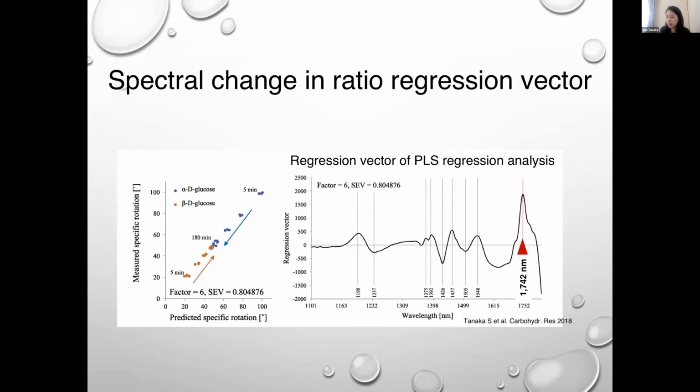I performed the PLS regression analysis with the specific rotation value using both anomers' data. The left panel is the Y fit, and the right panel is the regression vector. This analytical result is independent of change with time, for example, oxidation or evaporation, because alpha and beta glucose change in opposite directions in the specific rotation. Therefore, this regression vector indicates the difference between the spectra of glucose anomer solution. It also suggests the absorbance at 1742 nanometers is important.